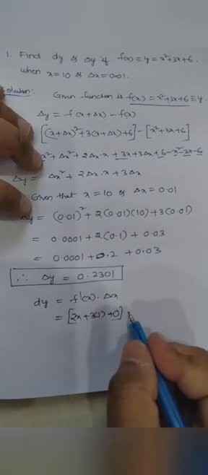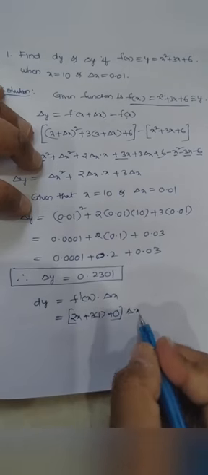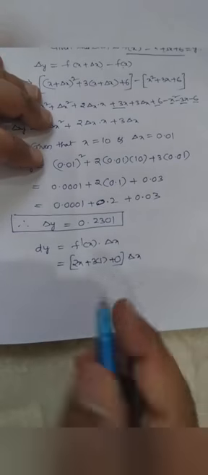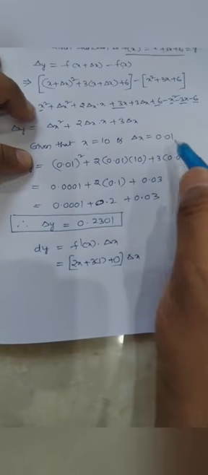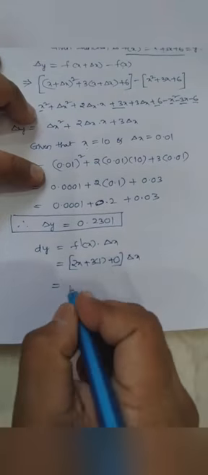Okay, are you following or not? So it is into what now, delta x. Okay, so here we have the x values, x is equal to 10 and delta x is equal to what now, 0.01. I am substituting here.